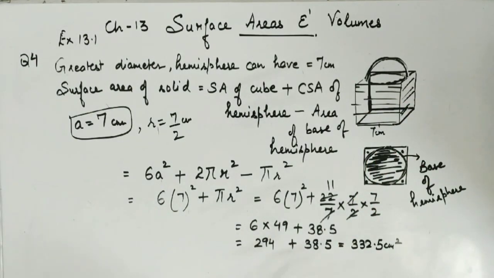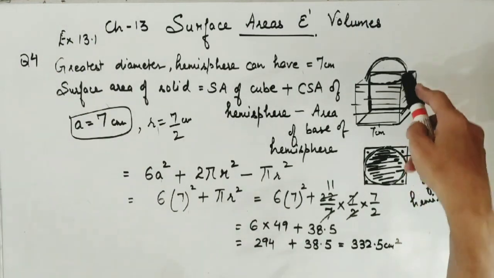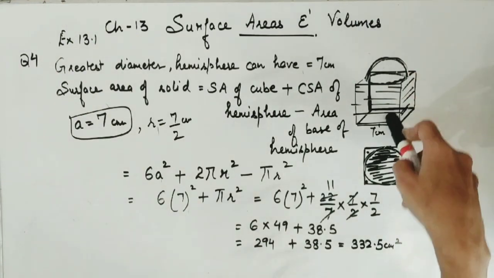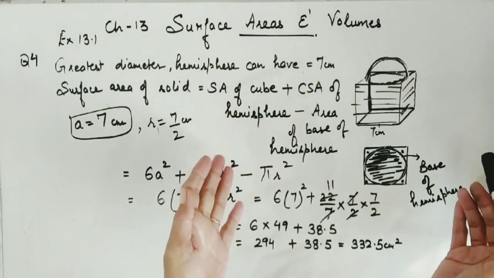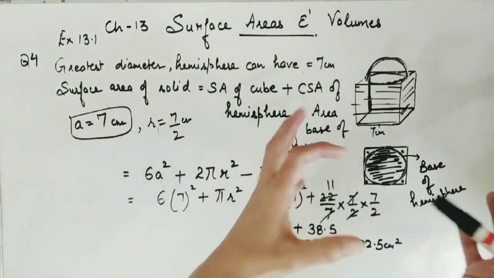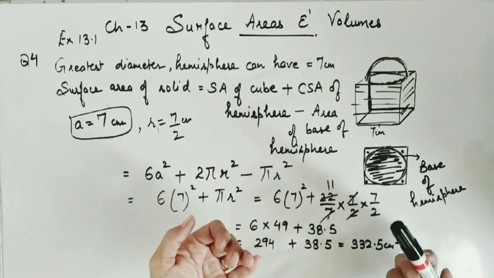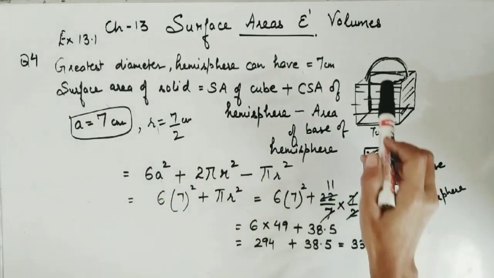Remember, the total surface area cannot be just the TSA of the hemisphere plus the TSA of the cube. It has to be seen how the final shape looks, what surfaces, what faces are visible to us. Just add those areas.